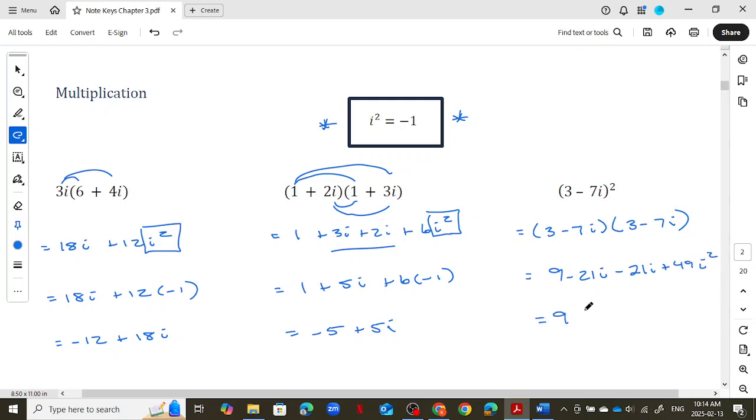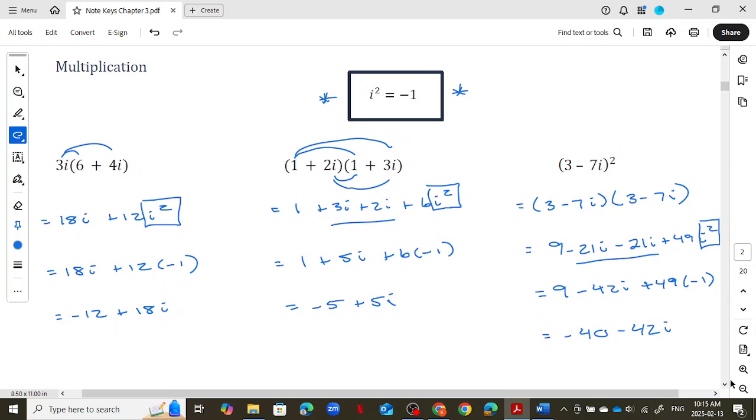So then I've got 9. These are my like terms, which give me negative 42i. And then I've got this plus 49 times negative 1, because again, we've got that i squared that we're going to replace with the negative 1. And then I end up with negative 40 minus 42i. And that's it. That is all there is to it. It's not really that complicated. There's just an extra step beyond simplifying by multiplying, which is that anytime an i squared appears, make sure that you replace it with negative 1.